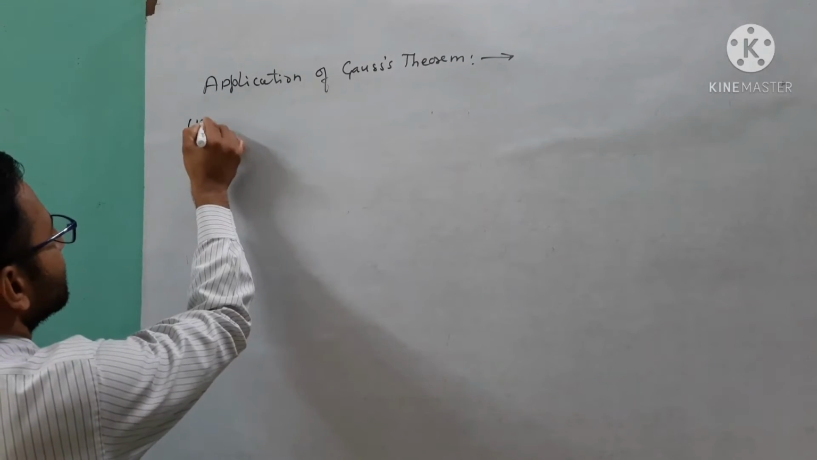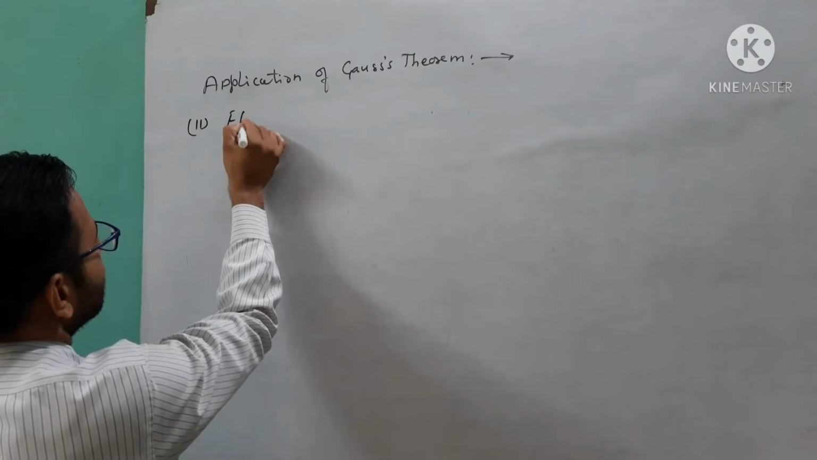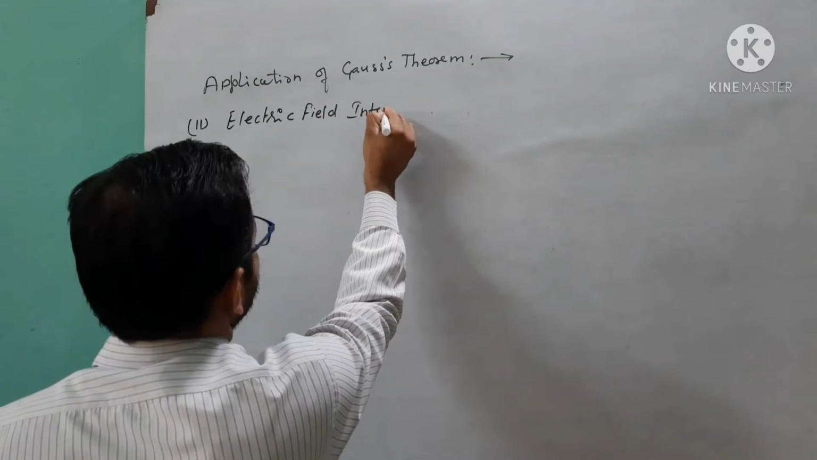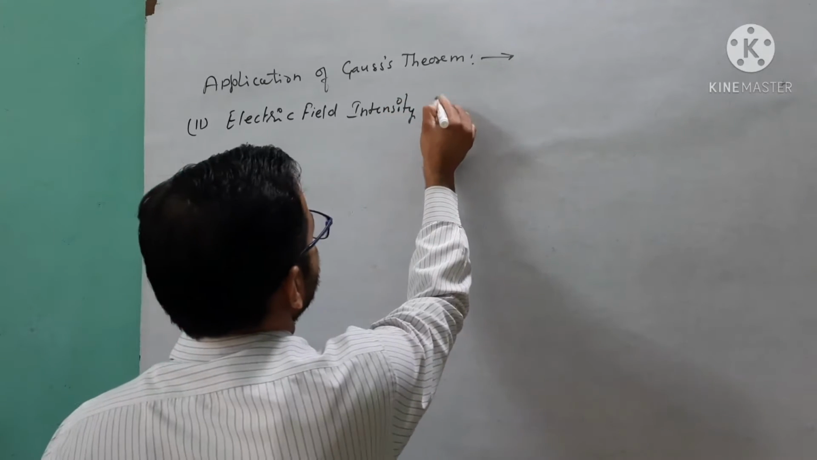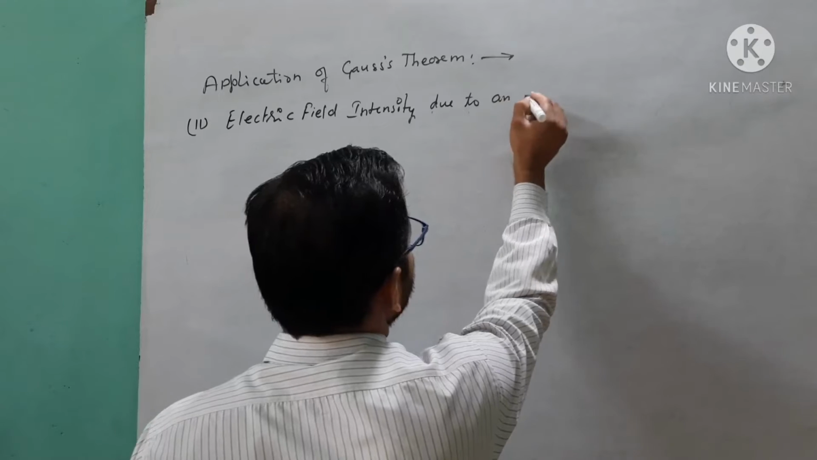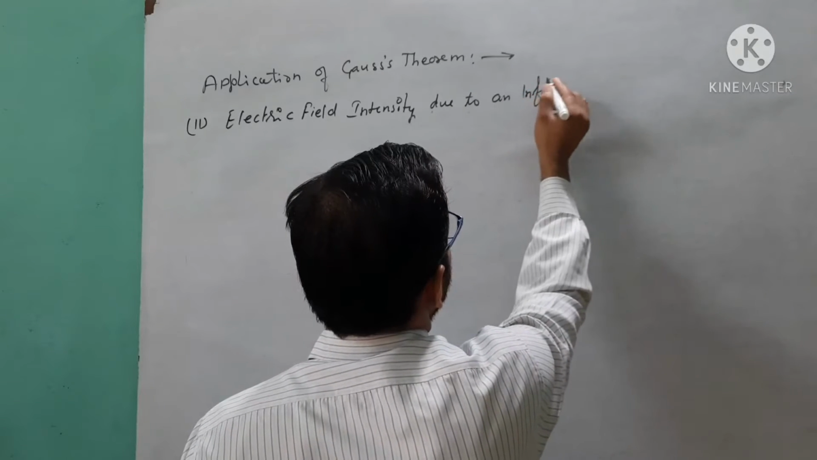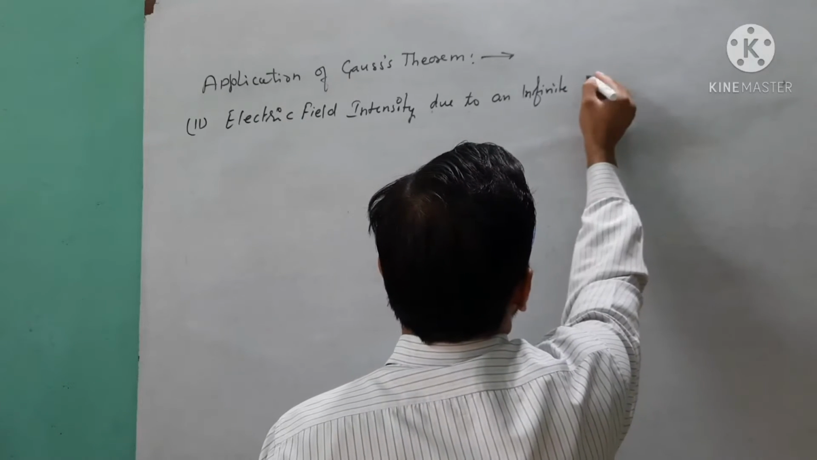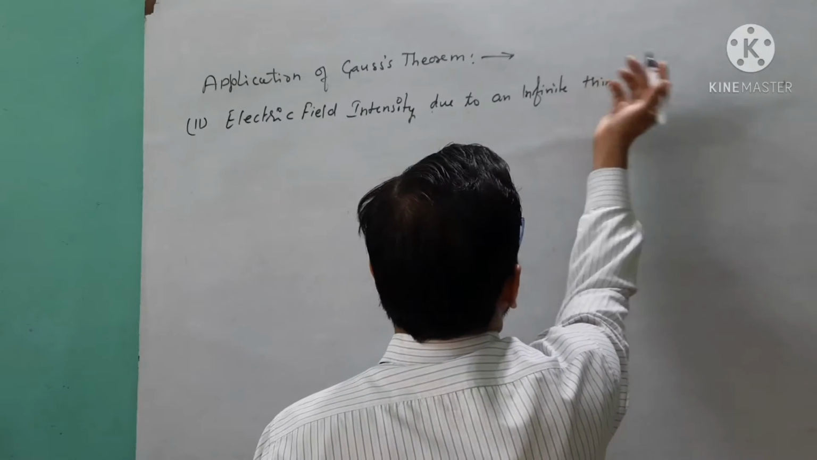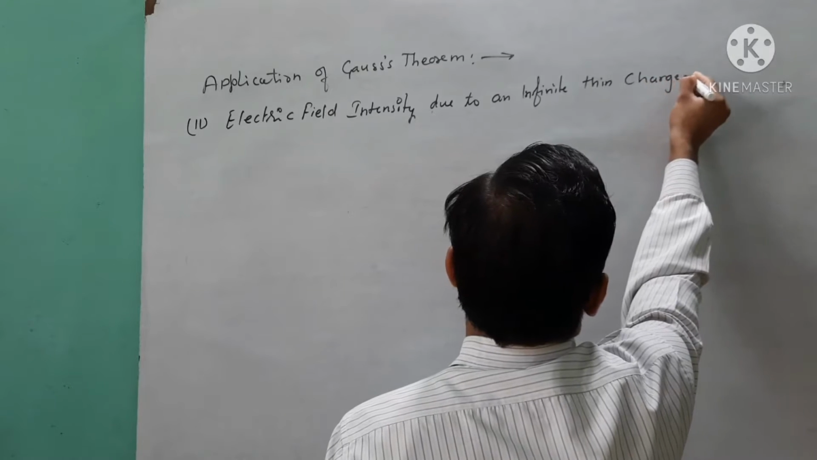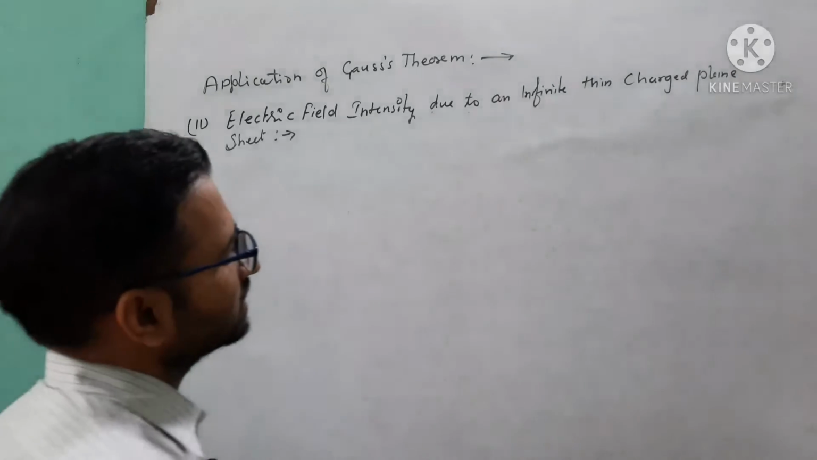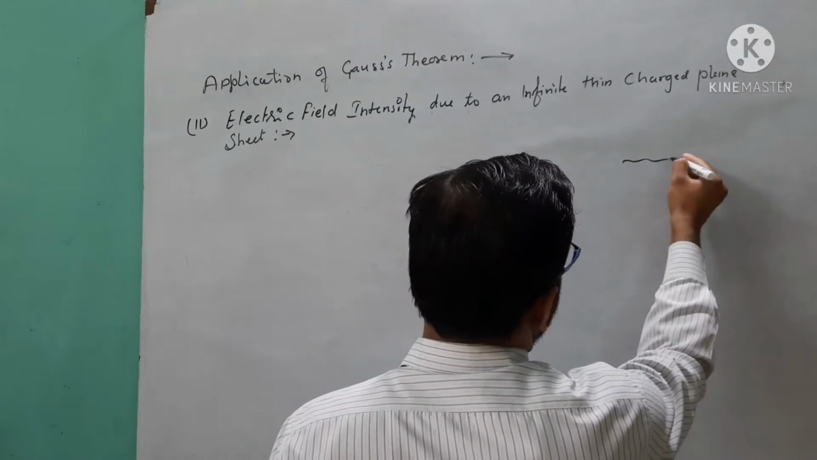The heading is the second part: electric field intensity due to an infinitely thin, or infinite thin, charged plane sheet, in which we have a plane sheet of infinite length. We will draw it like this.